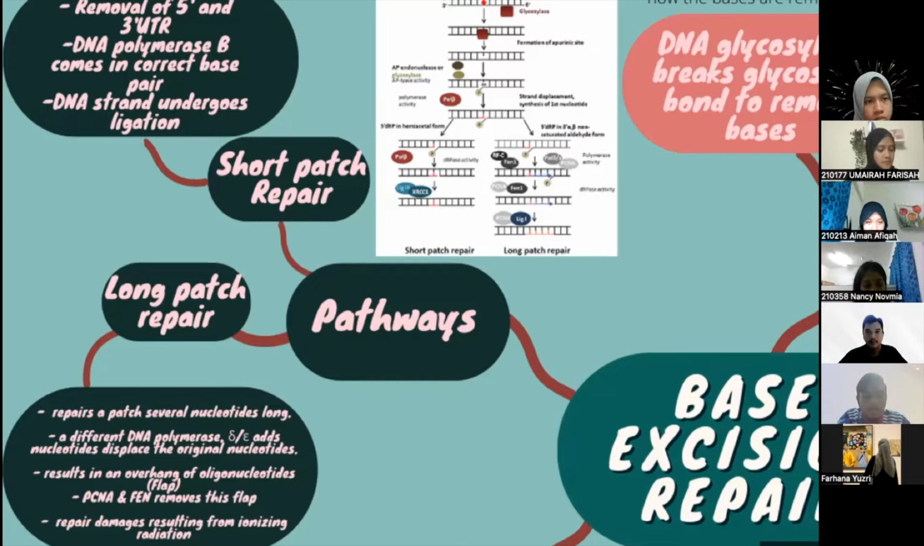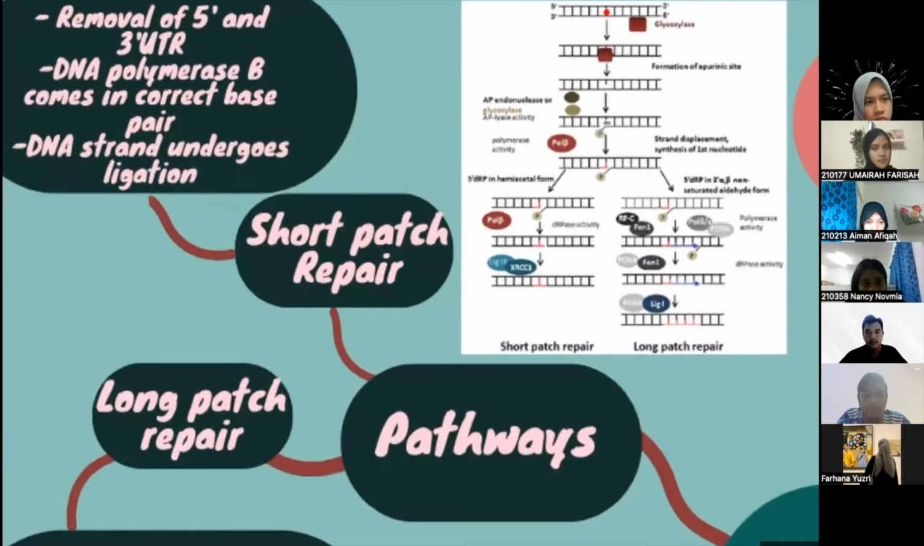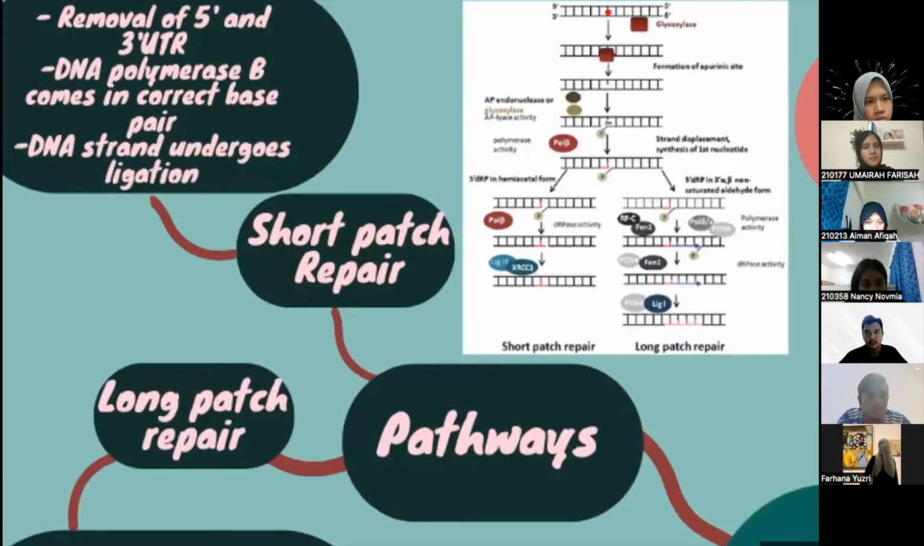DNA polymerase beta fills the gap with the correct base pairing using the undamaged template. It also leaves behind a 5' and 3' nick. XRCC1 and ligase repair the nick. During ligation, what I just explained just now, ATP is converted to AMP. Next, I pass to the next presenter.